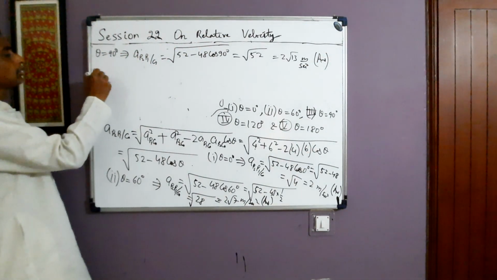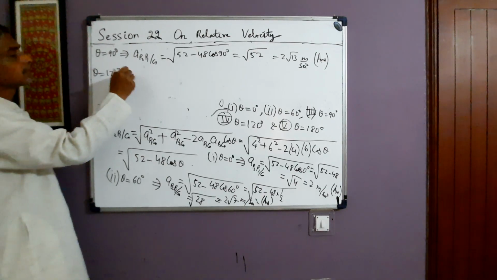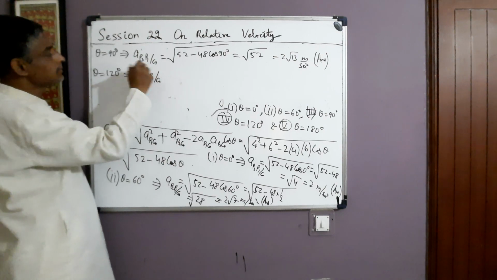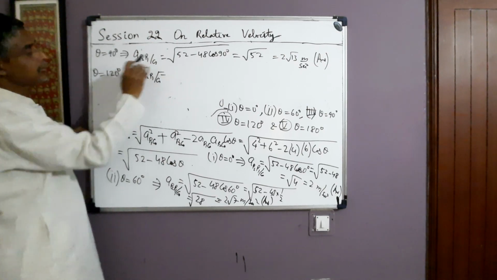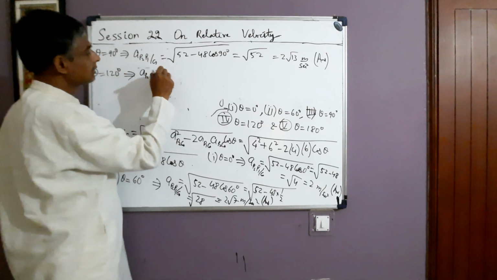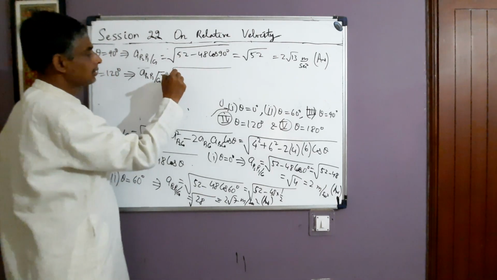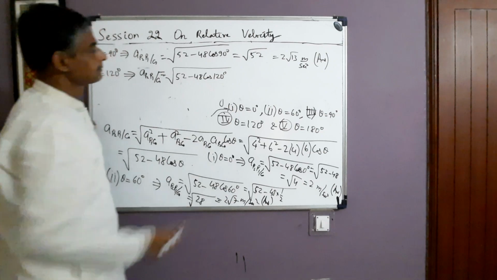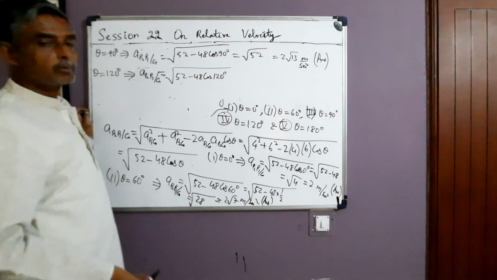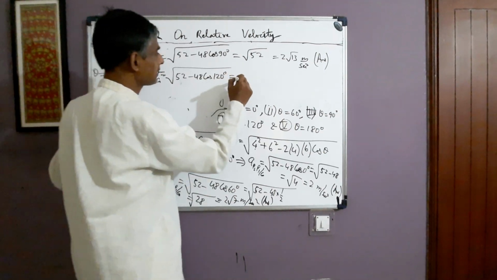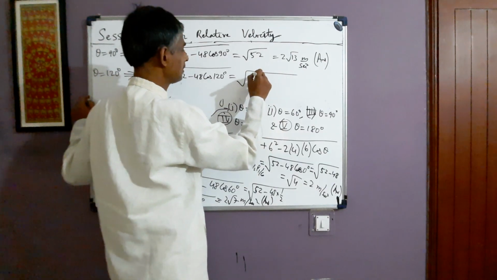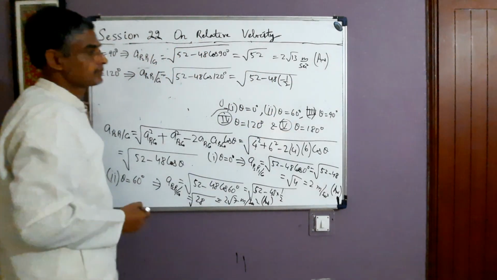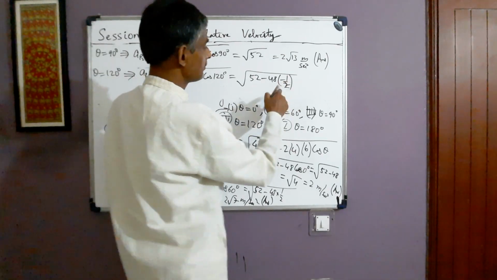Next we have theta equal to 120 degrees. In that case, the magnitude of A P2 P1 G becomes, we are interested in magnitude, not the arrow, root under 52 minus 48 cos 120 degrees. Cos 120 degrees from trigonometry is minus half. So this becomes root under 52 minus 48 into minus half.